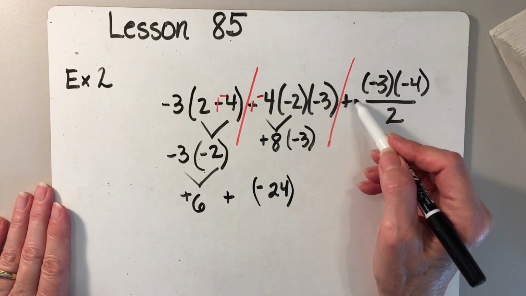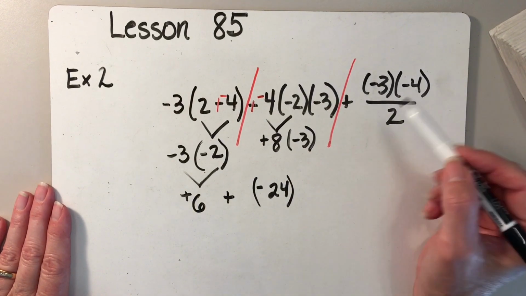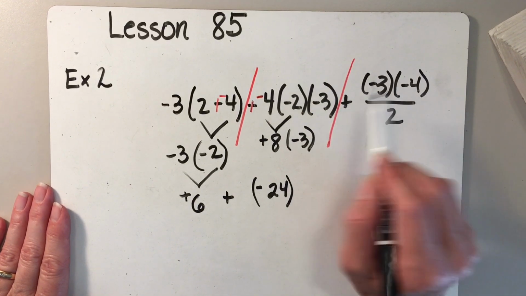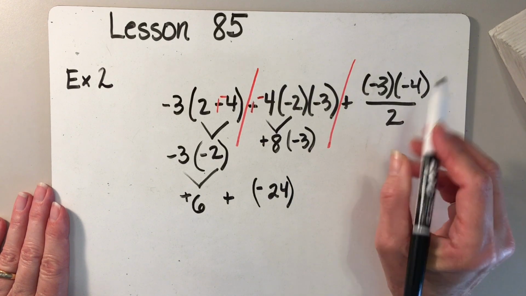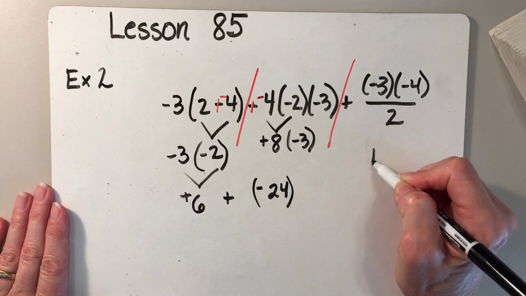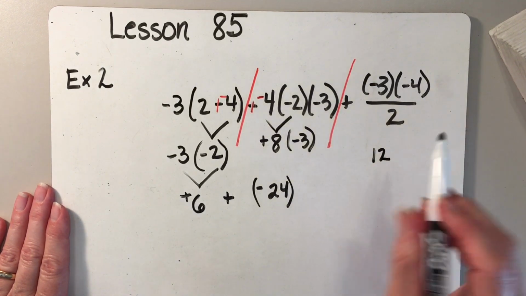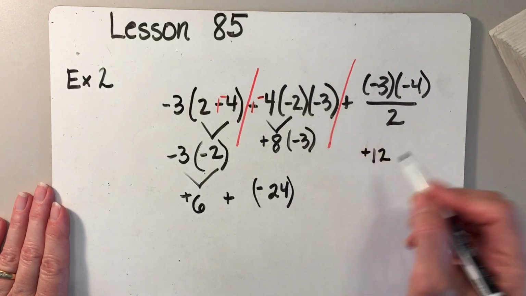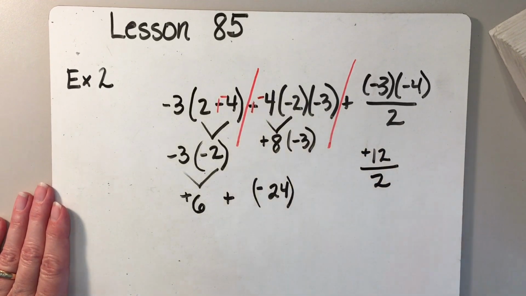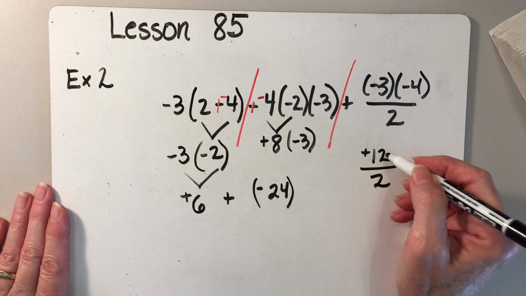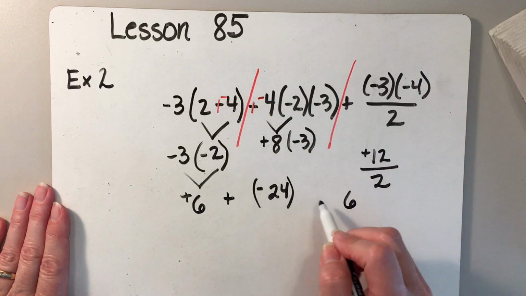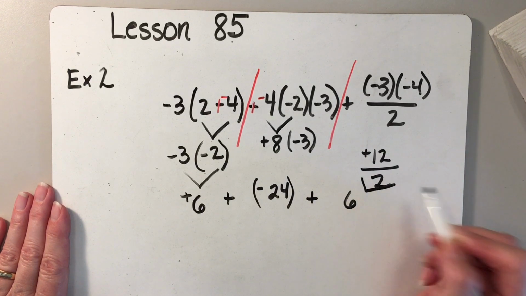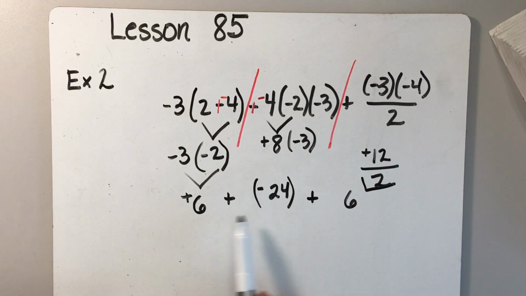Then this last part, we have a plus sign here. We don't need to change it to anything. It's already plus, so now we just do the problem. We have negative 3 times negative 4. 3 times 4 is 12. Signs are the same, so it's going to be a positive. And then there's no sign there, which means it's automatically a positive. So 2 goes into 12 6 times. So there's that 6.